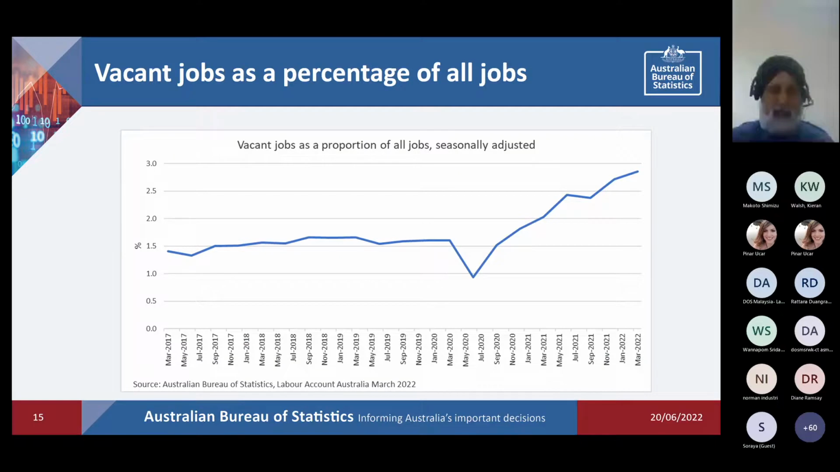So after making those adjustments, we have conceptually aligned estimates of filled jobs, vacant jobs, and total jobs. From here, we can calculate the proportion of all jobs that are vacant. Here is a chart of vacant jobs as a proportion of all jobs over time. As you can see, there was a steep drop during the COVID-19 period. However, since then, the proportion has been climbing quite rapidly and is now at 2.9%. This recent rise in the proportion of vacant jobs has been occurring alongside a large fall in unemployment in Australia.